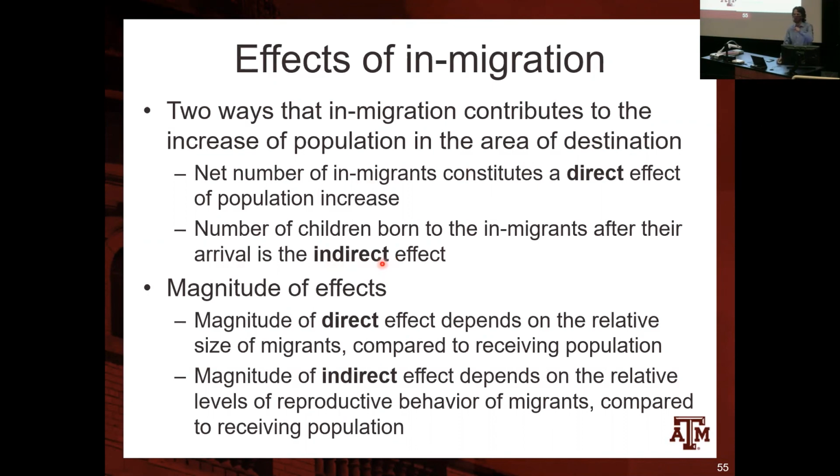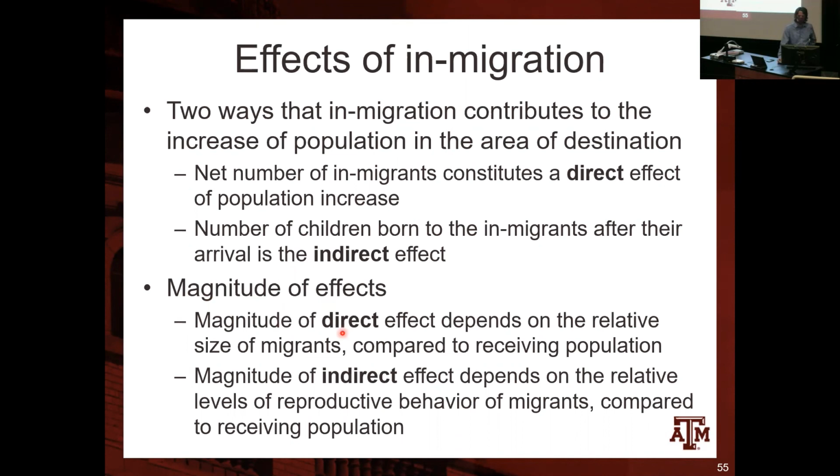In international migration, we talked about this before. We call this direct effect the first generation immigrants. The indirect effect, the second generation immigrants. But this direct and indirect effect also happens in internal migration. What is the magnitude of these effects?